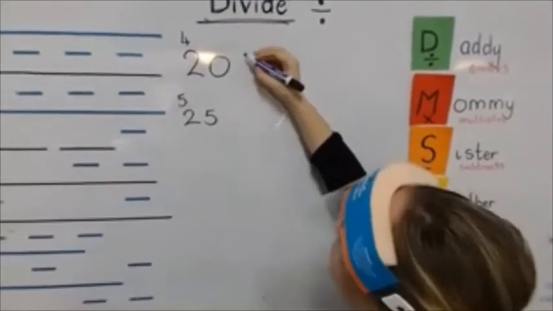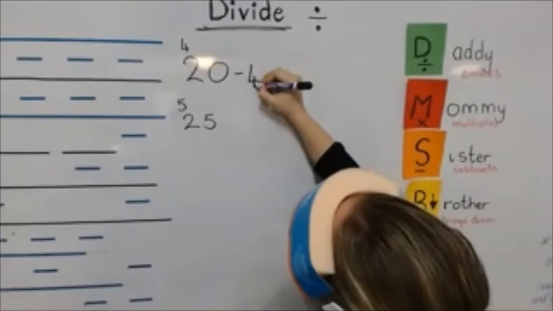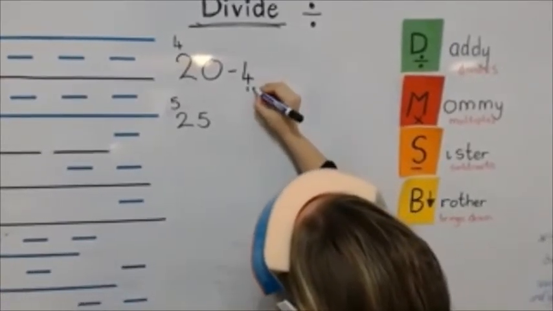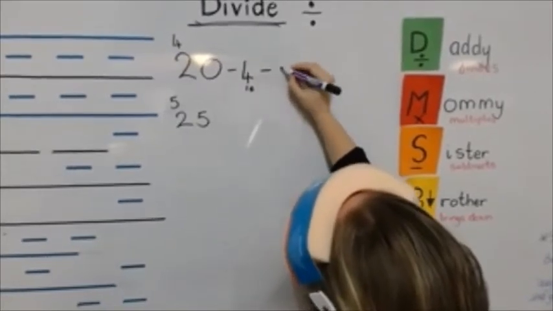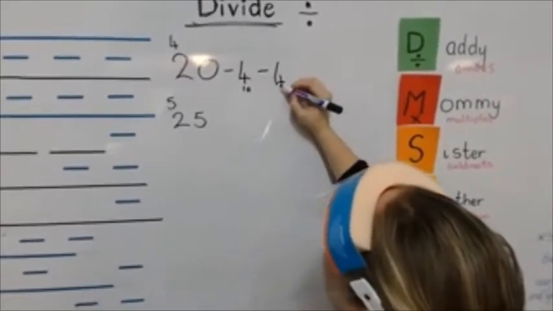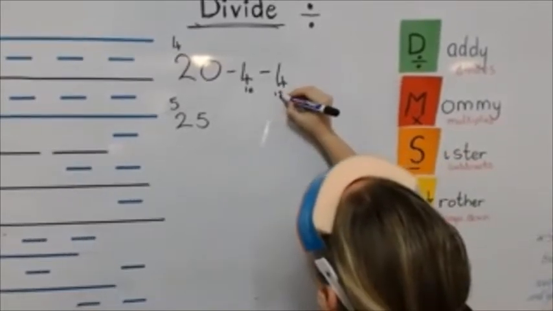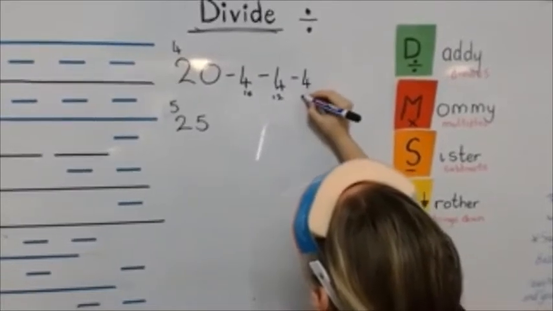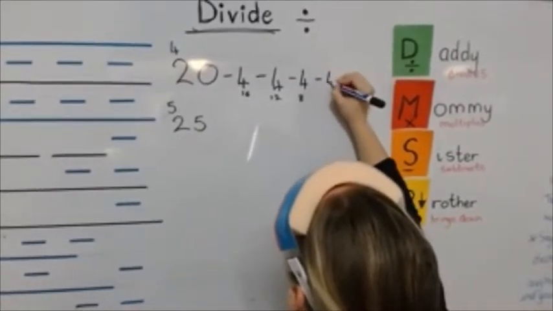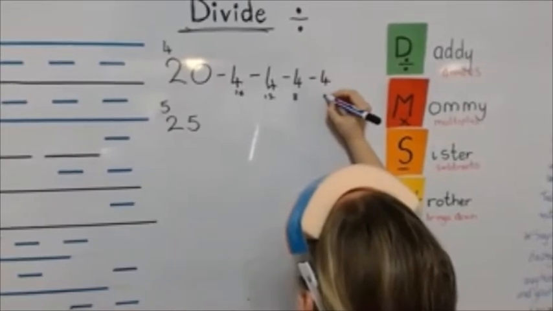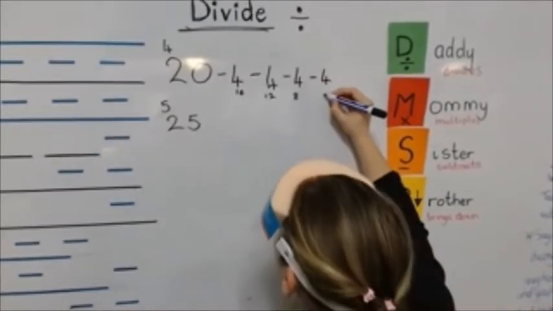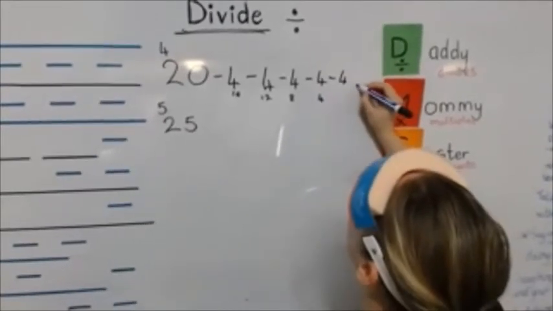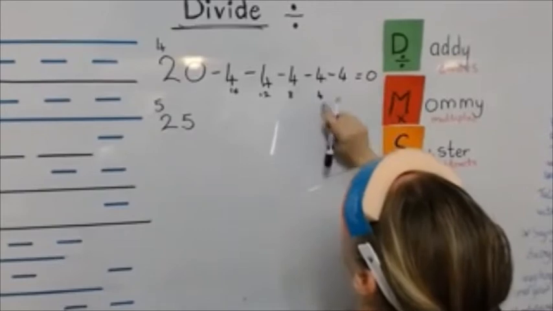So what we have to do is we have to say 20 minus 4. 20 minus 4, that would make 16. Okay, so then we have to minus another 4. So minus another 4 would make that 12. Minus another 4, that would make that 8. Minus another 4, that would make 4. Minus another 4, well, that would be 0. We would eventually get to 0.